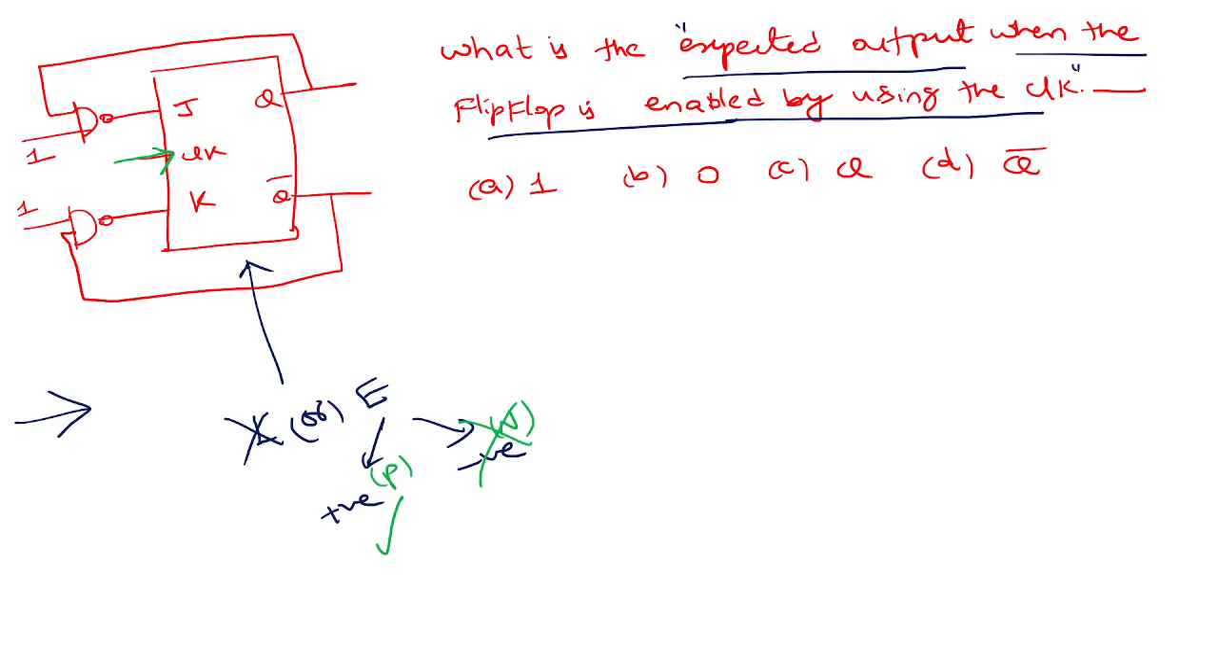So now you don't need to worry whether the flip-flop is enabled or not. It's already enabled. They're saying it's already enabled. Now you need to find out what is the expected output when the flip-flop is this. Now tell me, what is the answer? A, B, C, D. Option D, okay. Any other answers?